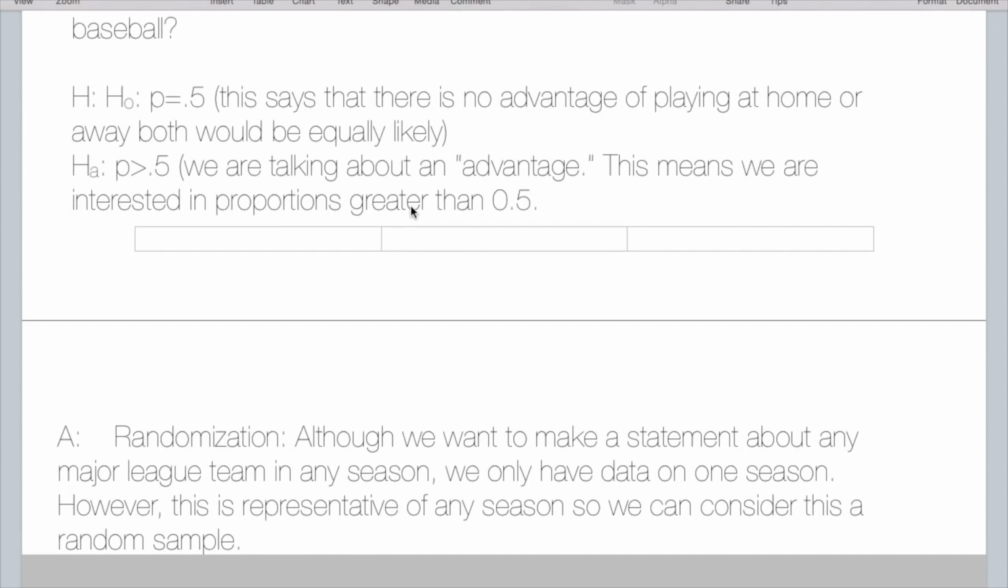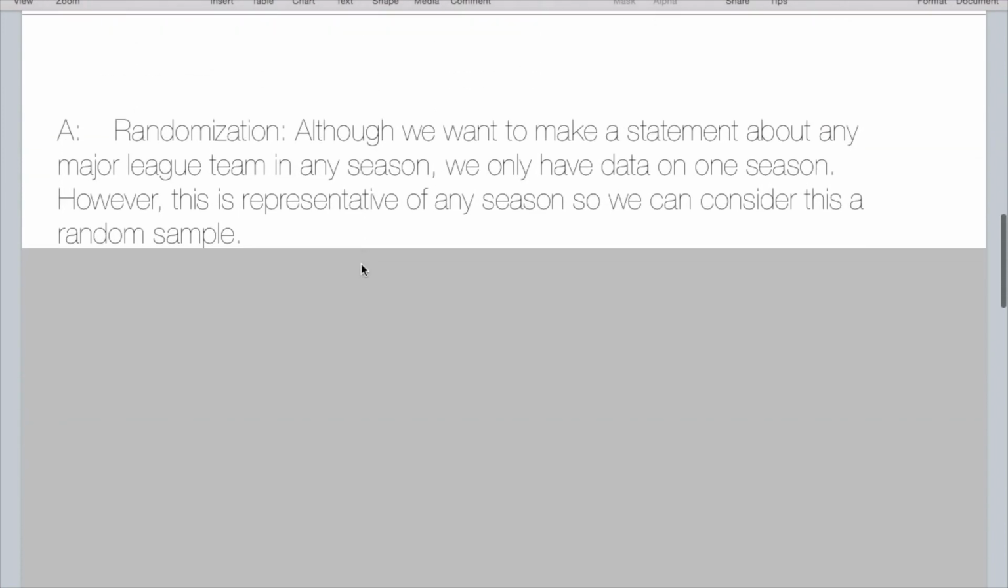Usually words can make it sound better, or maybe it can explain it if you're kind of unsure about what to write. Okay, our assumptions. I'm going to go through all 4 assumptions. And so we have randomization. Remember, this is a randomized game.